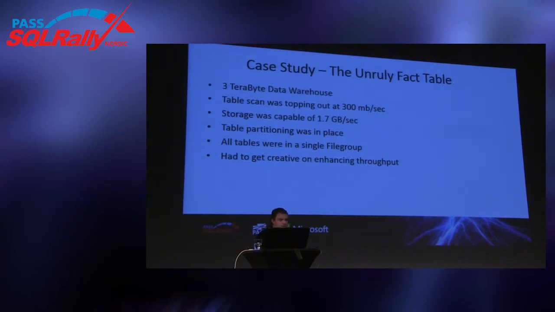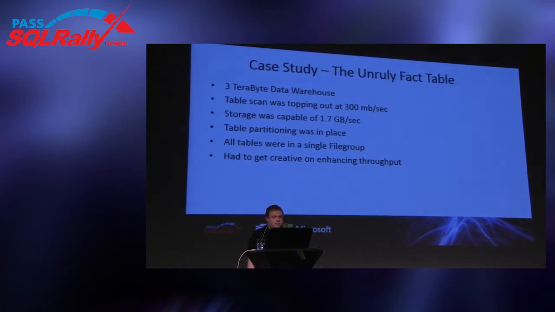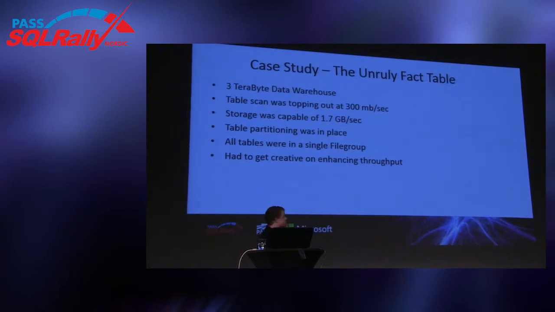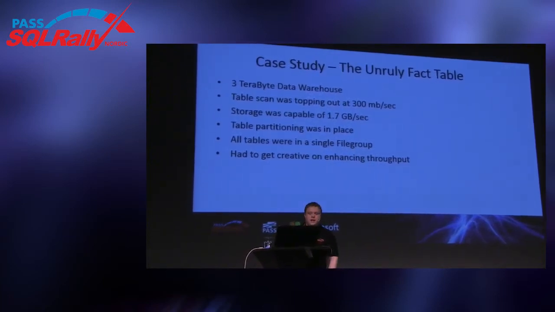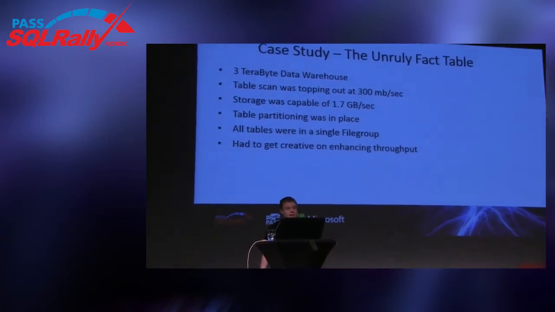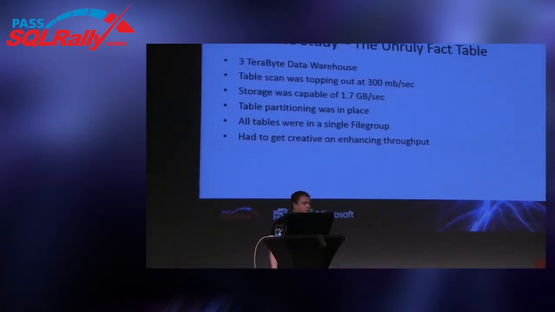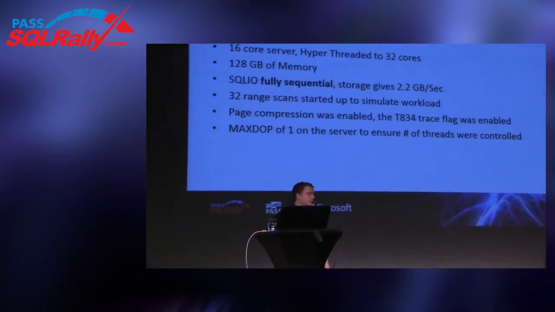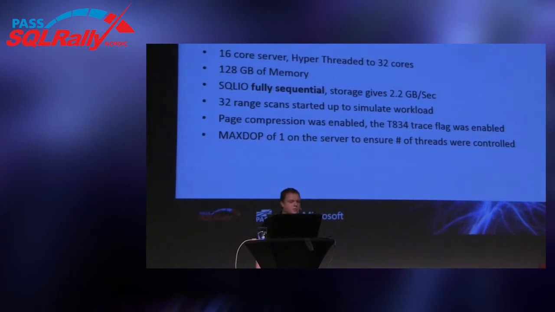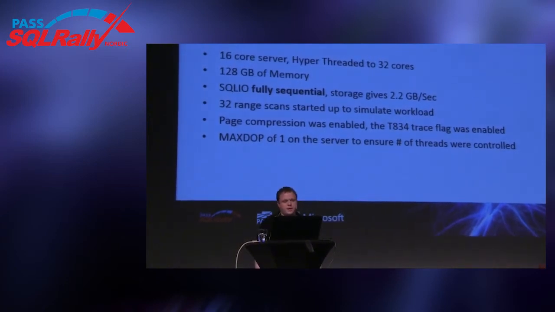Couldn't obviously add indexes or change the query because it's a table scan. There was no point. The table partitioning was in place, but all of the tables were in a single file group. So they were all in that primary file group layout. And we had to get creative on enhancing throughput because that's just completely unacceptable for a large data warehouse. So I brought it back to the lab. And these are the test conditions. They're not super important, but just to give you an idea what I was working with.